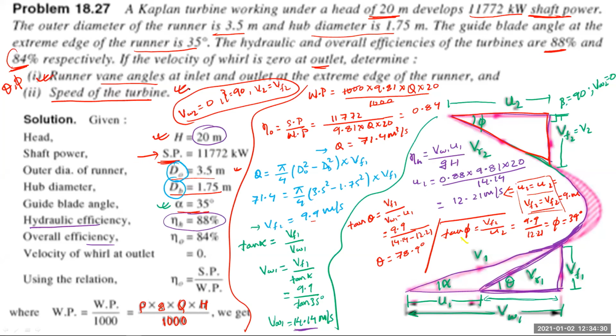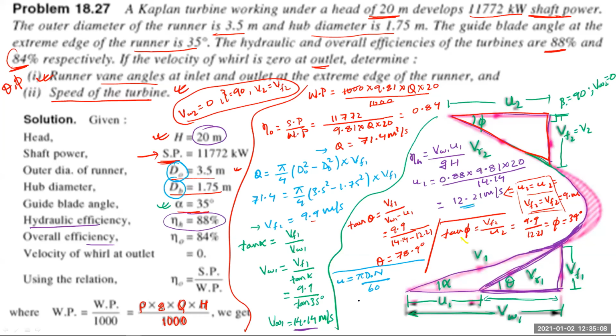Now, what is the speed of the turbine? Whenever the term speed, meaning revolutions per minute, is coming, the formula that should come to your mind is U equals pi D N upon 60. So I will write U, U1, U2, whatever, because U is the same for the Kaplan turbine. U equals pi D naught N divided by 60. So U, what we have calculated, is 12.21.